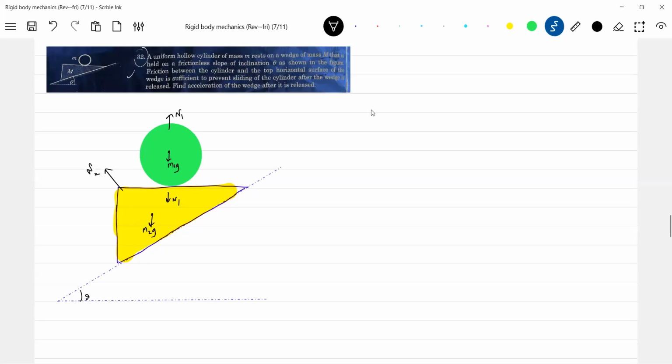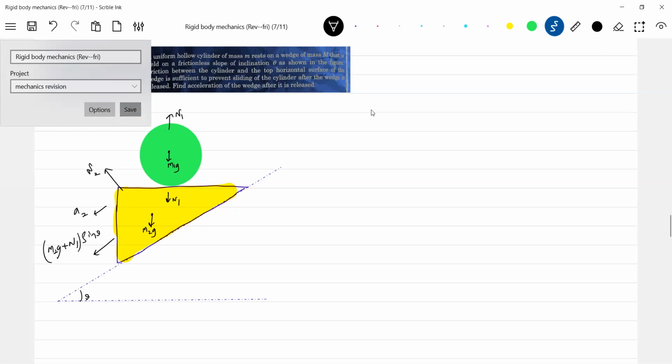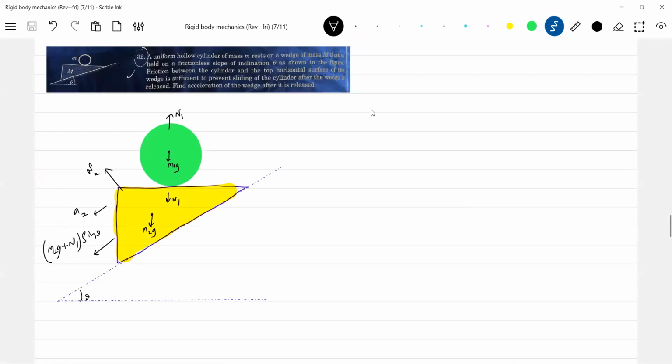Under N1, M2G sine theta, the force that will be M2G plus N1 sine theta will make this accelerate A2. This acceleration will be with respect to ground. This N2 will act normal and will resolve this also.